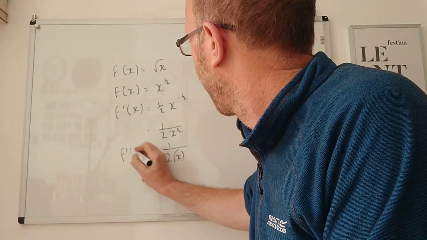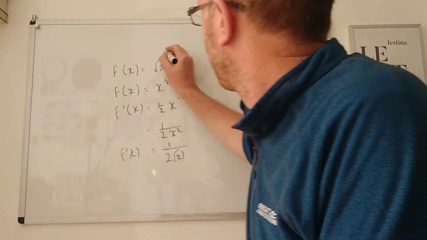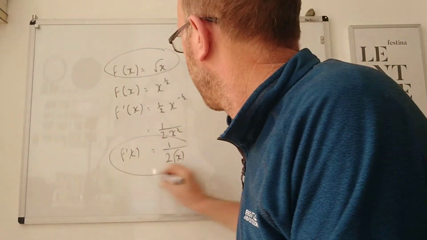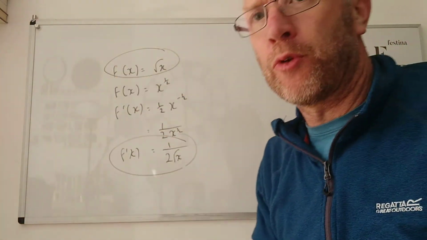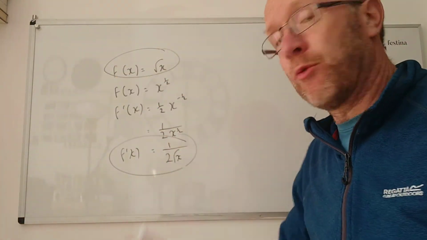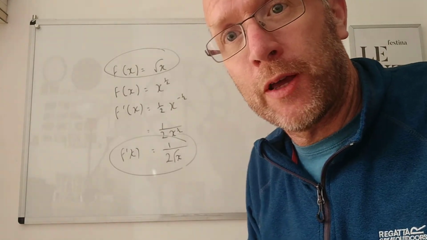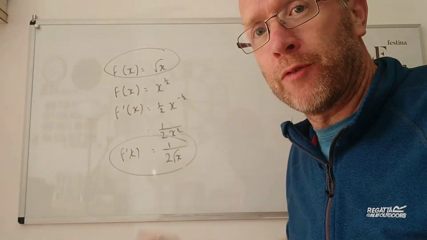Now, I would know that if I was you. f of x is root of x, f dash of x is 1 over 2 root of x. It's one I'd learn off, but I'd also be able to do it if necessary.